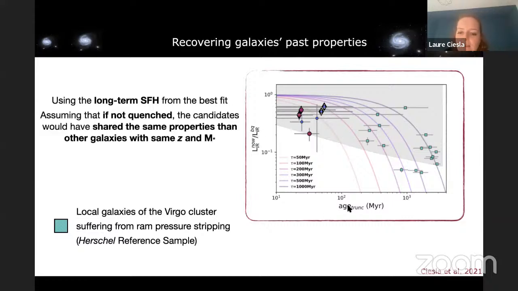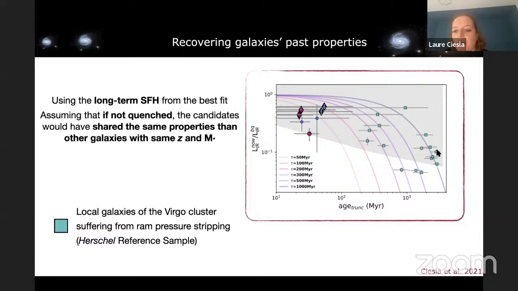And on the x-axis, you have the age of quenching. So this is a recent quenching that happened 10 mega years ago, and this is an old quenching that happened 1 giga year ago. The COSMOS galaxies were quenched very recently, and the Herschel sample from the Virgo cluster quenched at a longer age. These are typical ages, typical values for ram pressure stripping, as measured by SIGAL.